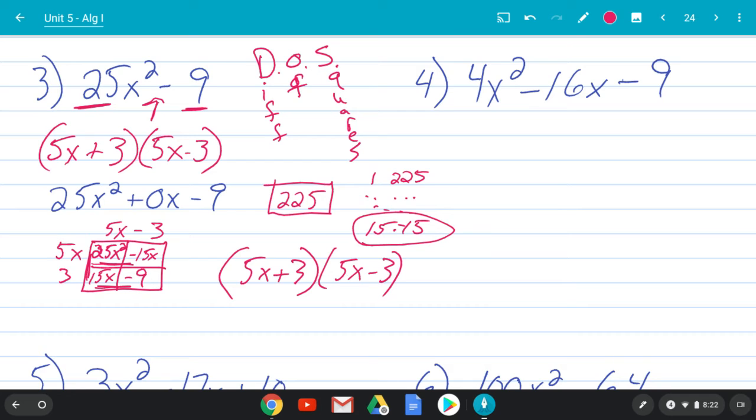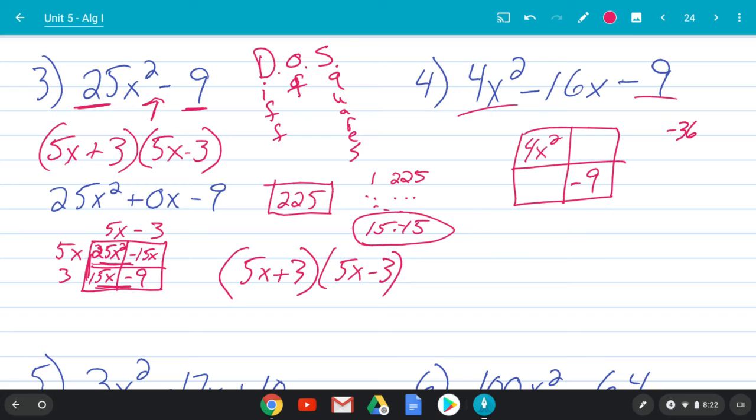Is there a leading coefficient? Yes. So box. Put the first term in the upper left, 4x squared. I put the last term in the lower right, minus 9. Multiply those two together. Negative 9 times 4 is a negative 36.